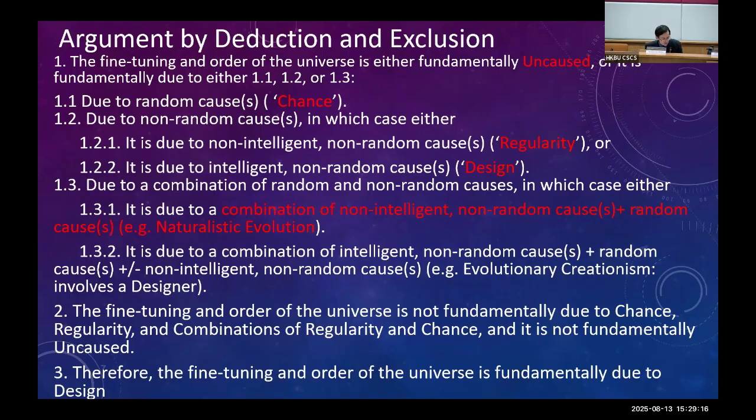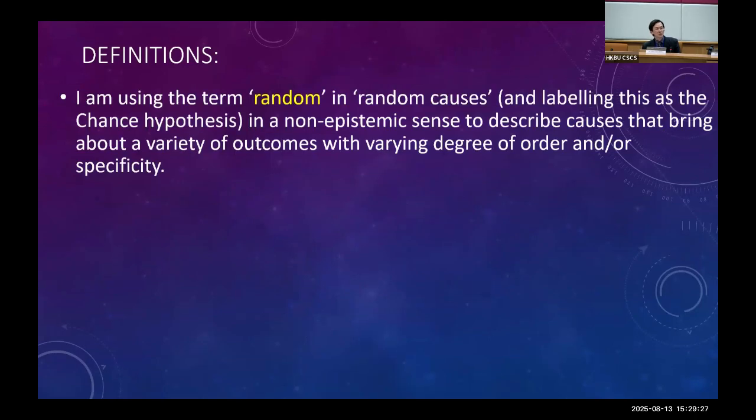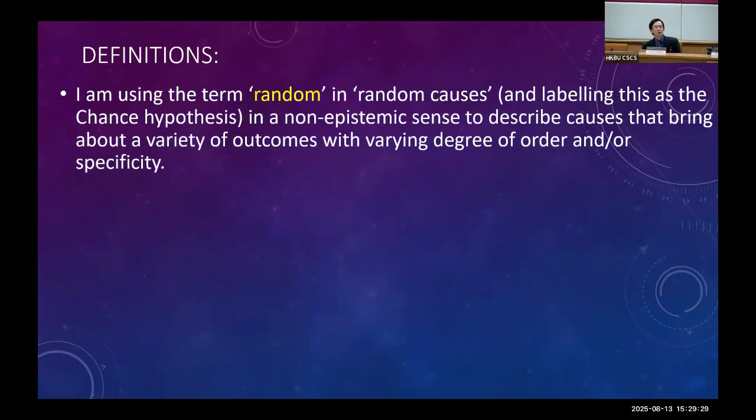So I have about 10 minutes or so, and I shall go pretty fast to rule out the alternative explanations. Now, before I do that, I would like to define my terms. What do I mean by random? I'm using it to refer to random causes and, in a non-epistemic sense, to describe causes that bring about a variety of outcomes with varying degrees of order. For example, throwing 3 dice randomly, right? You can get 6, 6, 6 or 4, 5, 6. That will be an example of what I mean by random.